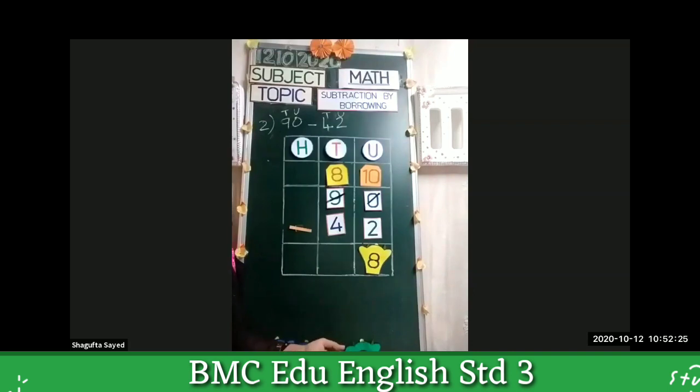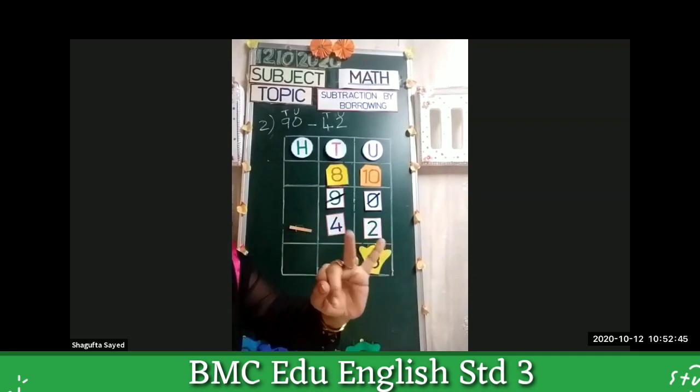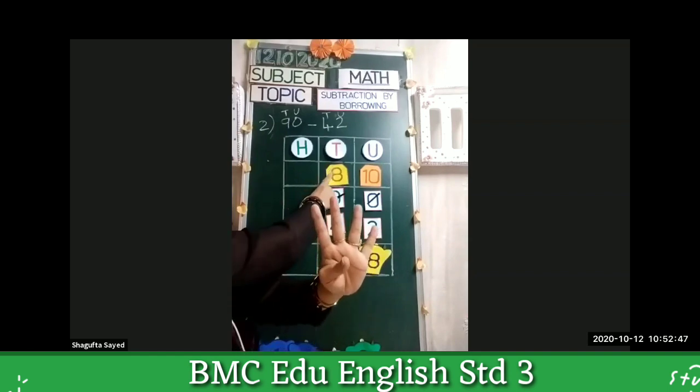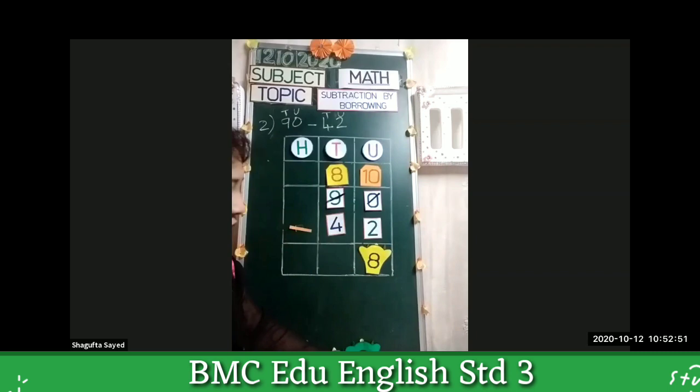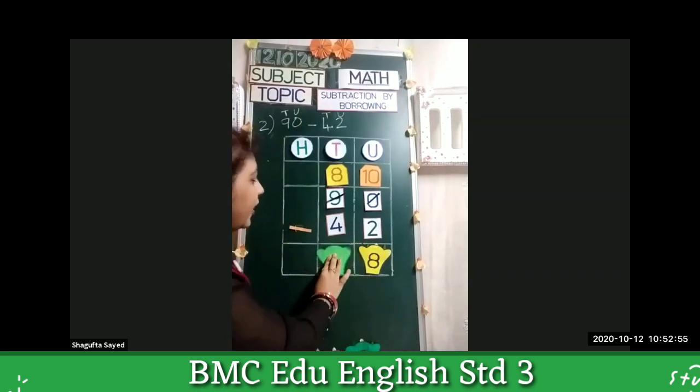Next method. Keep this number in mind. Till here you have to count. So which number do you have to minus? 4. So what are you going to do? You are going to start counting after 4. What comes after 4? 5, 6, 7, 8. So the answer we got is 4. That's very good. So the answer is 48.